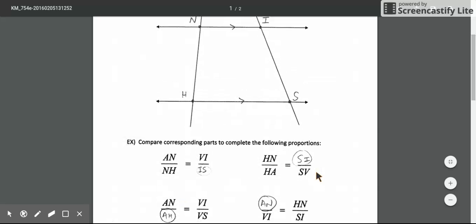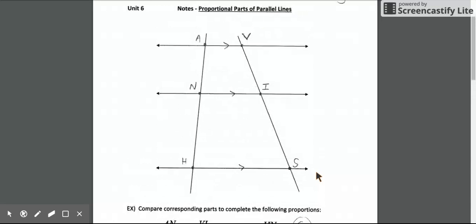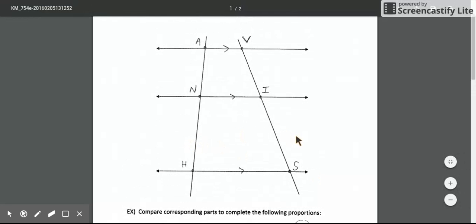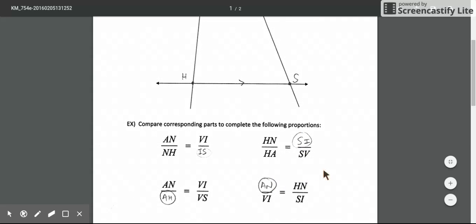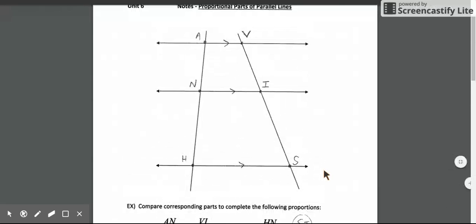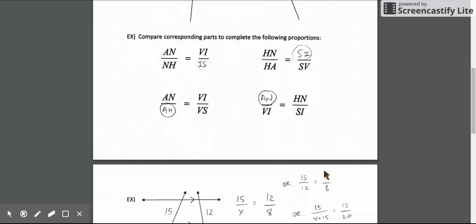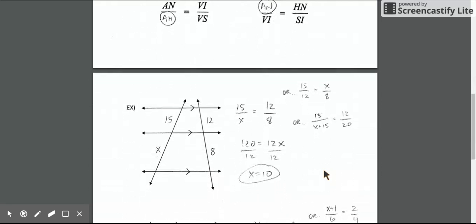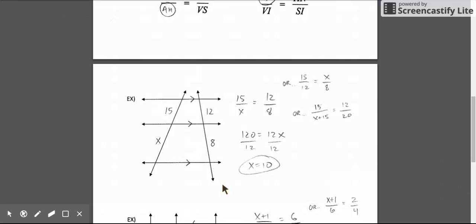And then one more proportional part that's true here. If I'm trying to compare HN to SI, and I'm comparing the left side to the right side on the bottoms, well, that would correspond proportionally to comparing the top left side to the top right side. So AN to VI. So there are the proportional parts given 3 parallel lines. Let's practice some actual examples with some values in there. So lots of different ways that we can set up our proportion to solve for a missing piece.